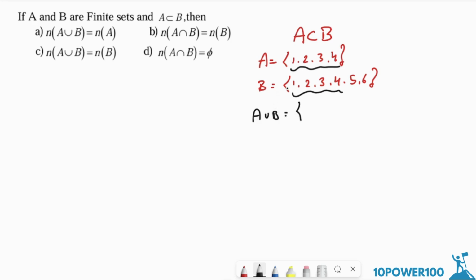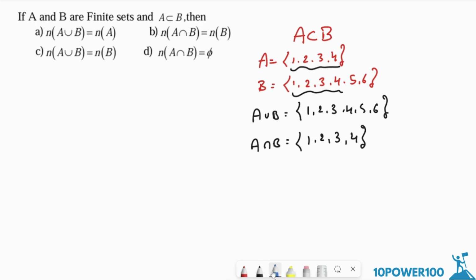Now, if you take A union B, in the sense we have to add up all the elements which are there in both A and B. So we get 1, 2, 3, 4, 5, 6. And if you find A intersection B, the common elements between them, it is 1, 2, 3, and 4.